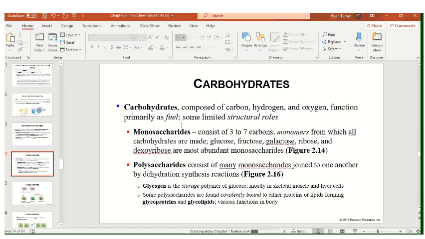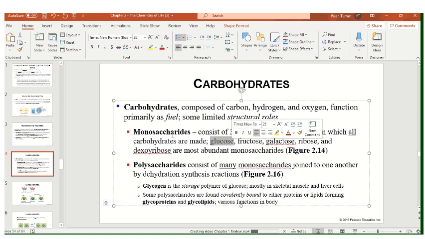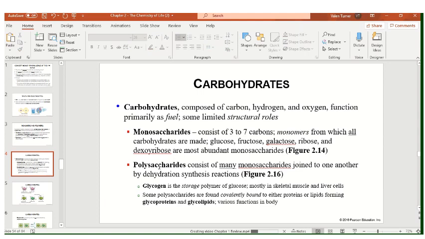What's the monomer? What's the building block for your carbs? It's sugars. It's a single sugar. We call that a monosaccharide. Mono means 1, saccharide means sugar. So the monomer for carbs are monosaccharides. And you need to know an example of a major monosaccharide in our body. It's glucose. Glucose is the major monosaccharide for your carbohydrates.